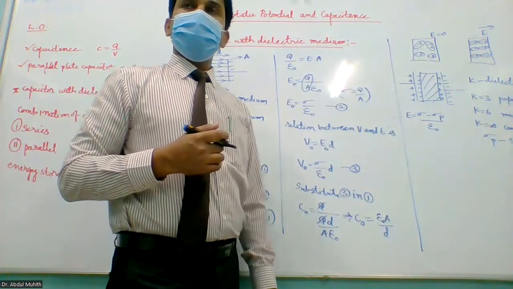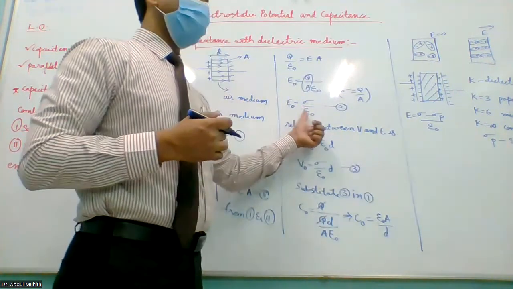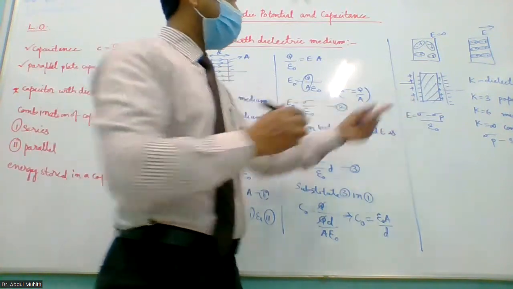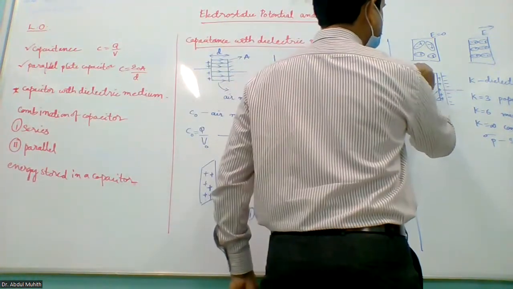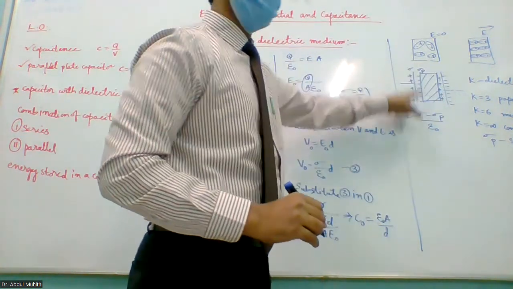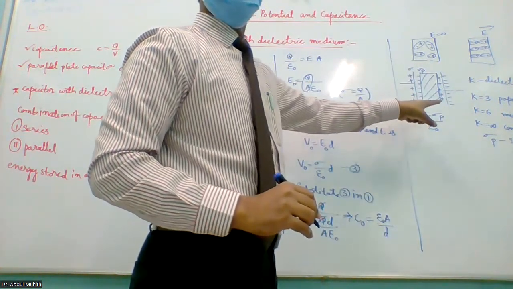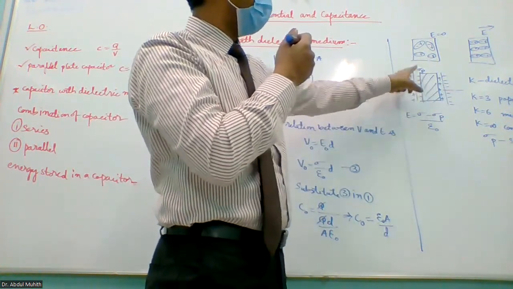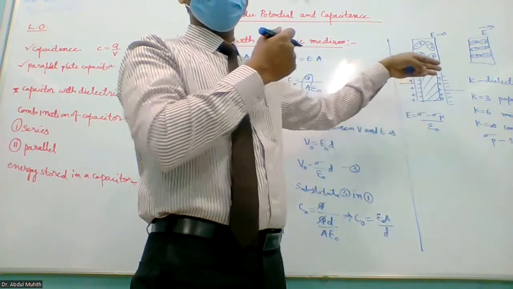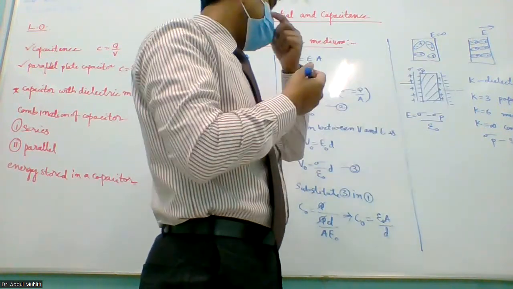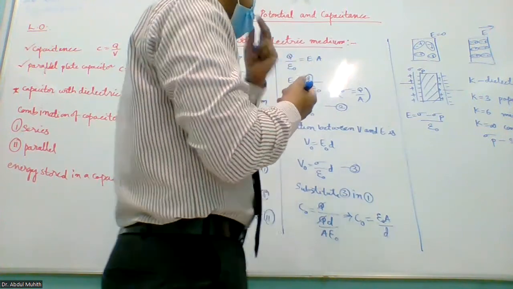Understood now? The new electric field is not the same as the old one. For the old one it was sigma, but for the new one it is sigma minus sigma P. If sigma is due to the air medium, sigma P is due to the dielectric medium. So why is there a reduction? Because this dielectric is intercepting the electric field which was going. So E is equal to sigma minus sigma P by epsilon 0.